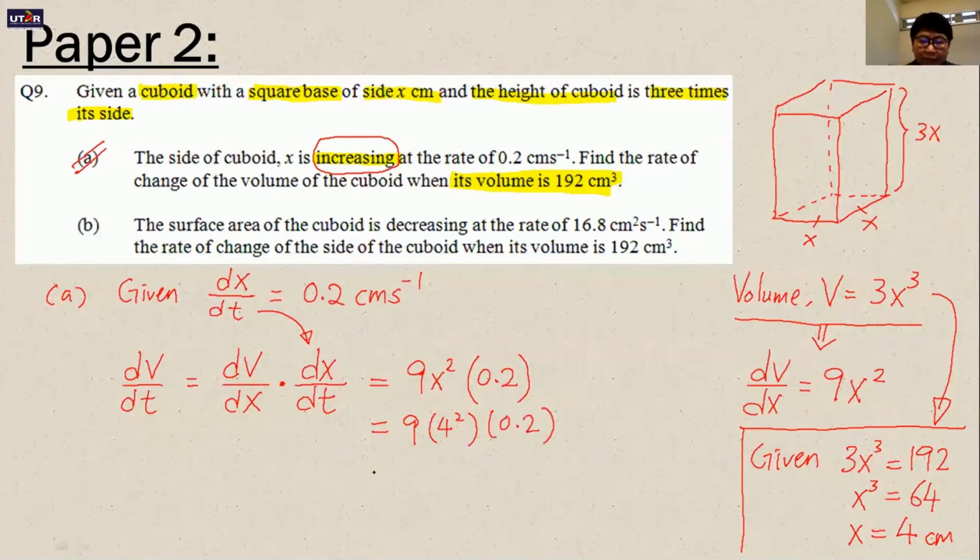Right? And you press a calculator, you can get the answer. So what is the answer? The answer will be 28.8 unit. So this is volume, so it will be centimeter cube per second. So this is the answer for part A, right? The rate of change problem.